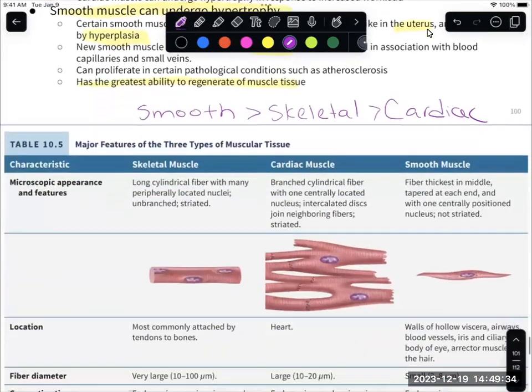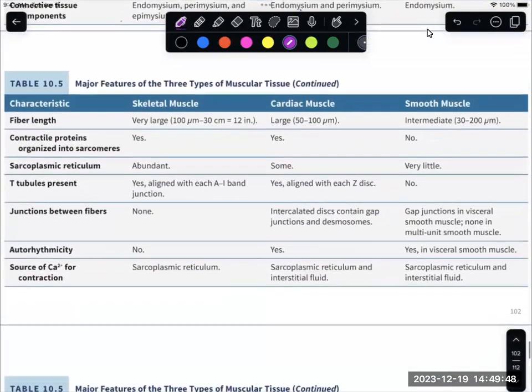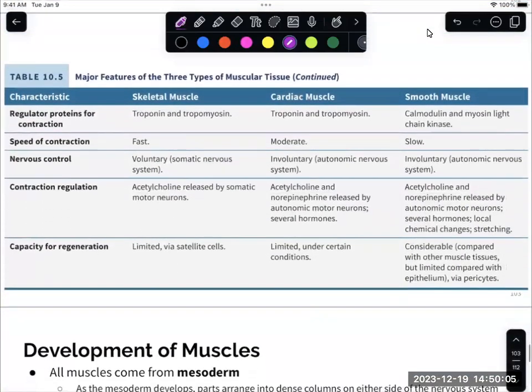So here are the different types of muscles, the three different types of cells, their different features, their appearance, where they're found, the connective tissue that wraps around them, their typical length, whether they have the contractile proteins in a sarcomere, have sarcoplasmic reticulum, T-tubules, junctions, autorhythmicity, where they get their calcium from, regulatory factors, how they contract, regulation, and capacity for regeneration.